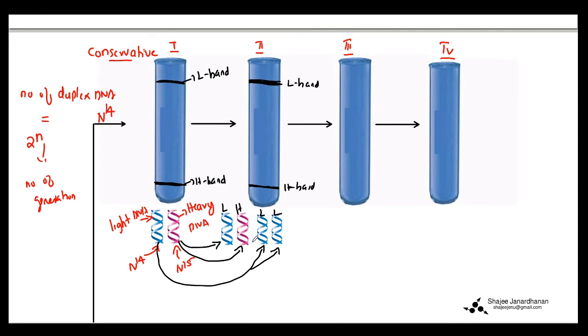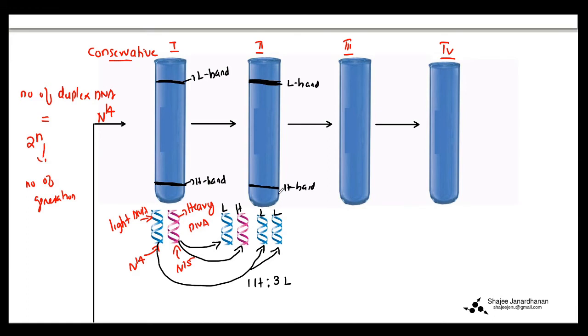So what is the expected ratio? You will get one heavy and three light duplexes. So the heavy to light ratio for the second generation will be 1:3.